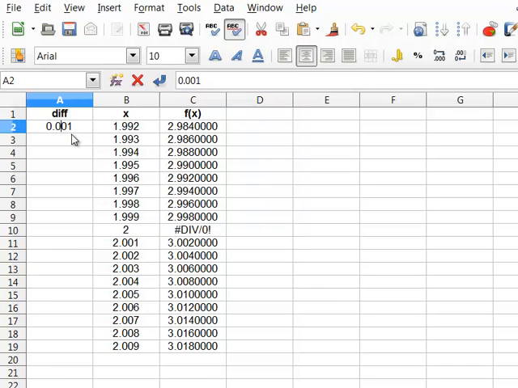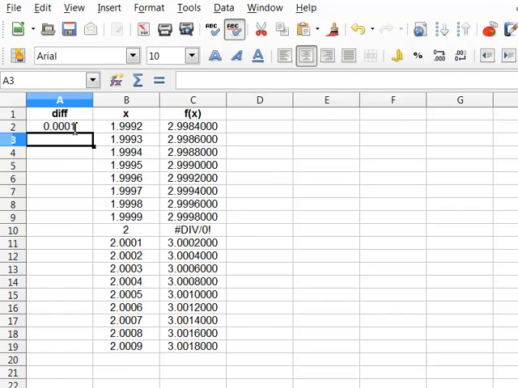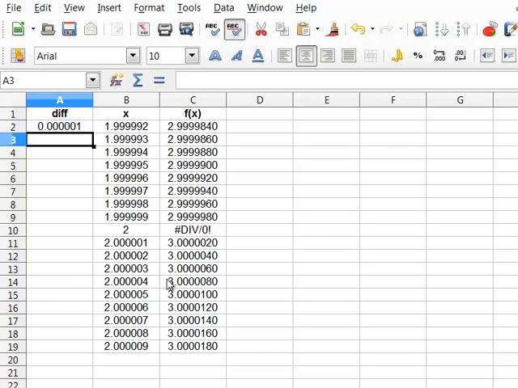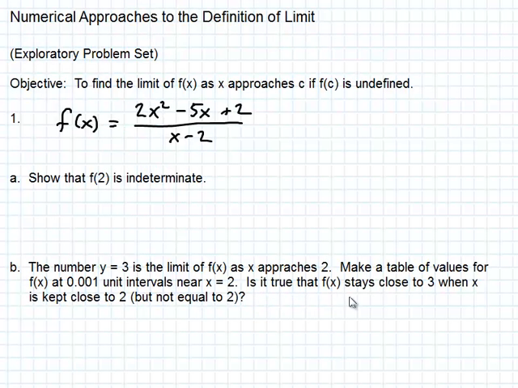Okay, now what if we change this difference? Let's add another 0 there. Well, we get the same pattern as we get numbers very close to 3 down here, and here's a little bit under 3, here's a little bit over 3. But it still doesn't work at this. Let's put another 0 in there. And another 0. Okay, so here's very close to 3 on both sides, but you can't let this equal 2 or we crash. Okay, so is it true that f of x stays close to 3 when x is kept close to 2 without equaling 2? And the answer is yes.